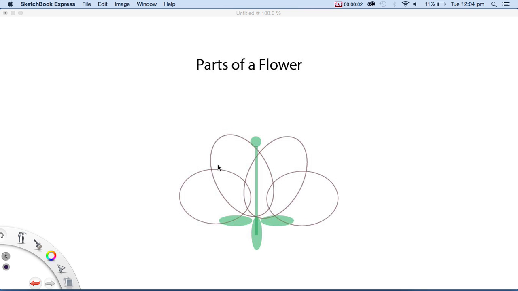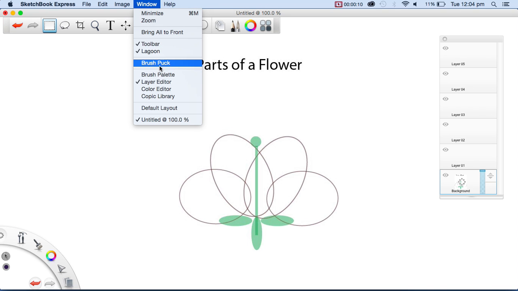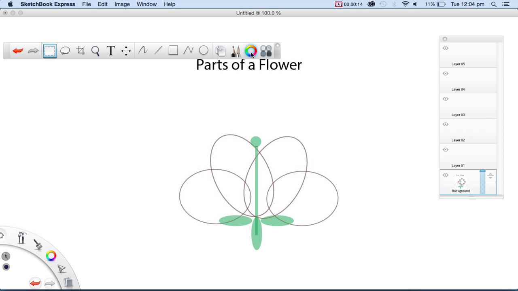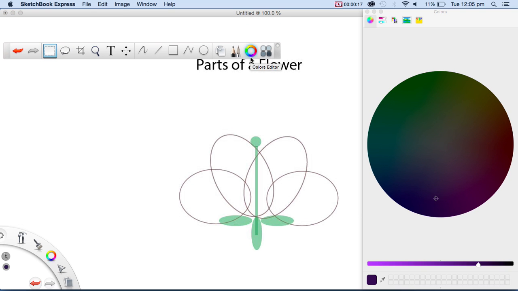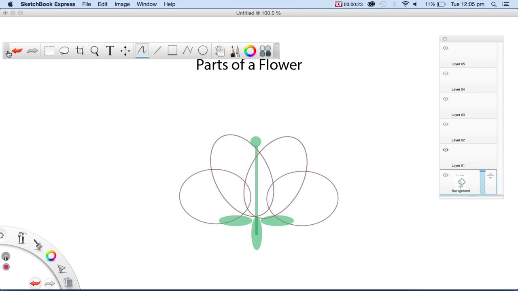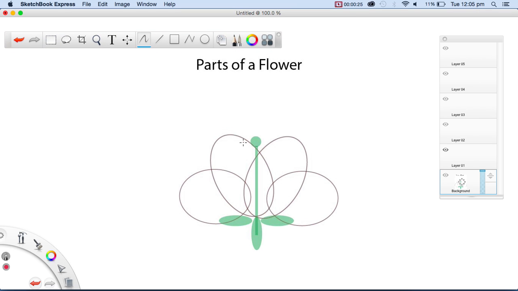In today's lesson, we will learn the different parts of a flower. So I'm just going to get my toolbar back just so that I can switch between the colors. So as you can see, I have already loaded my template. You can download it from the website as a JPEG or as a PDF if you want to print it and sketch over it.